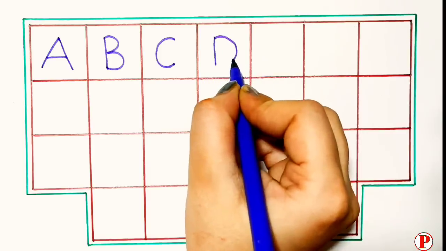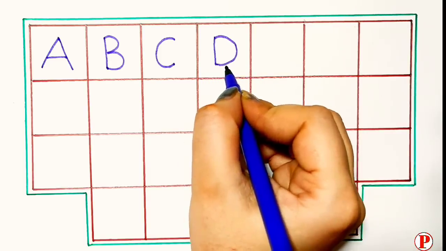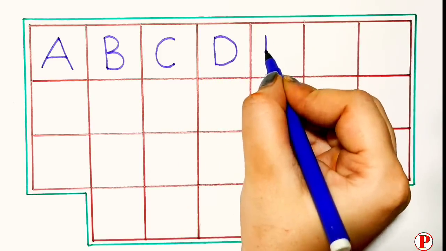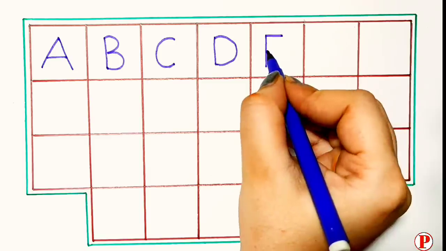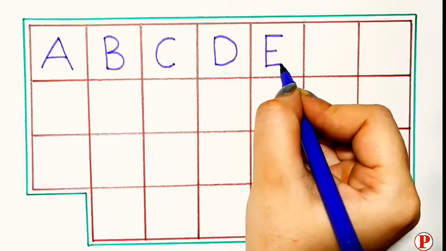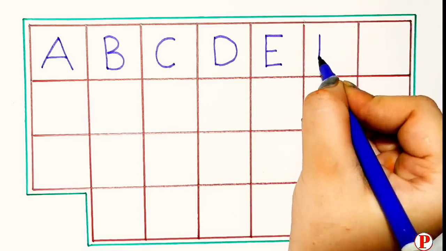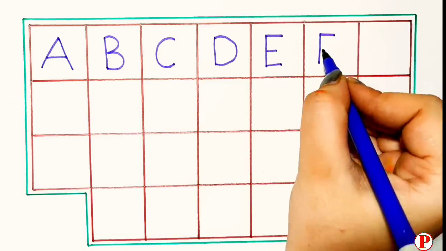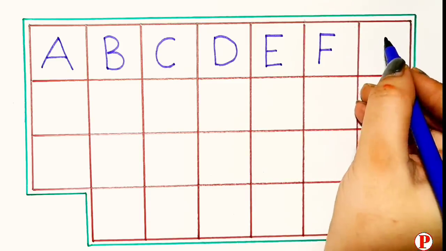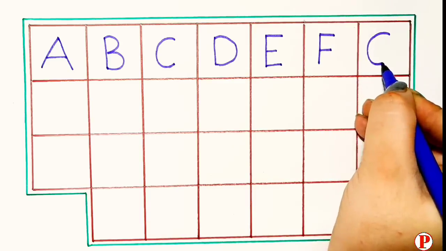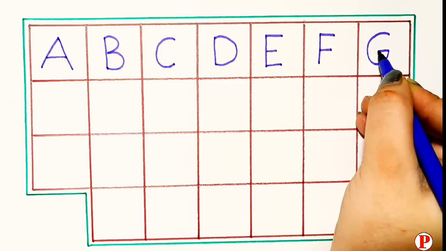D for doctor. E for elephant. F for flowers. G for girl.